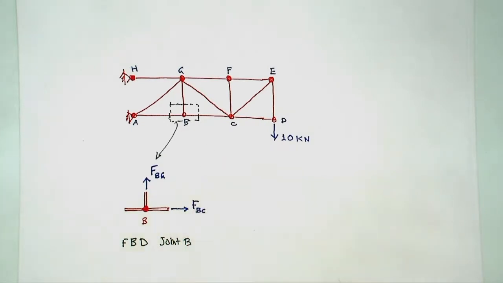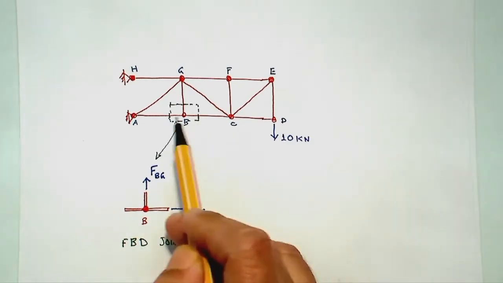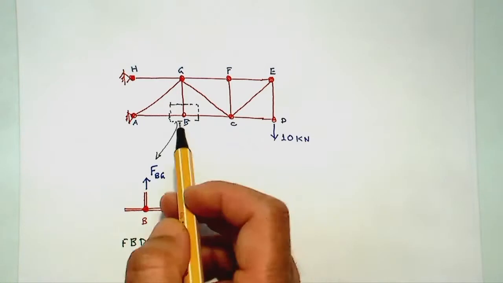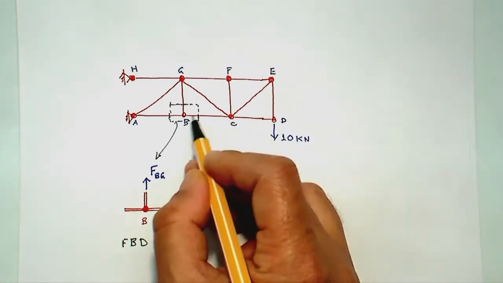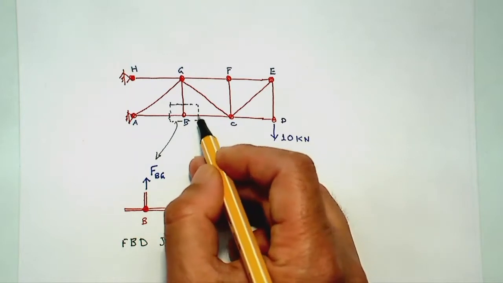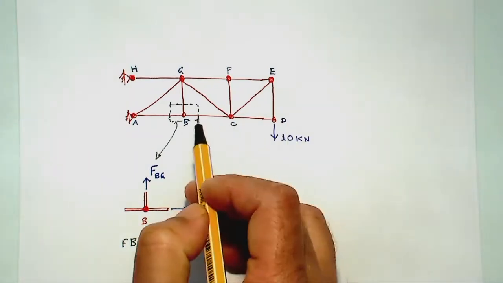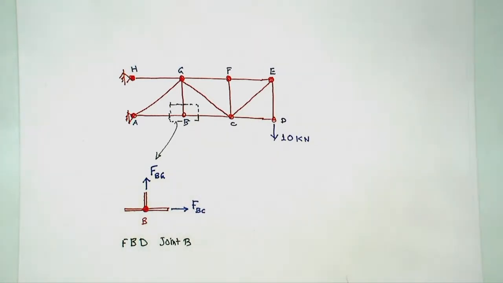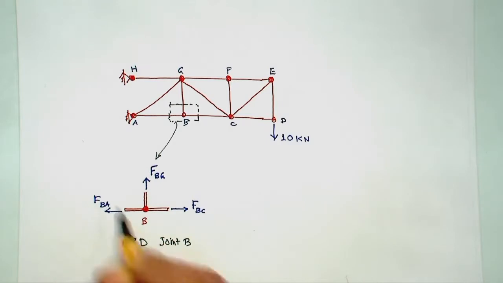Now BC and CB are the same, because as we discussed last time, the force in the member in a truss does not vary along the length. So if it is 10 kilonewton tension at this end, it will be 10 kilonewton tension on the other end as well, and indeed along the whole length it will remain in tension and the same amount. Similarly, we have made a cut here, so that would give a force F_BA as well.